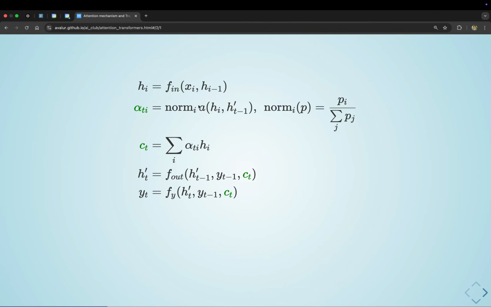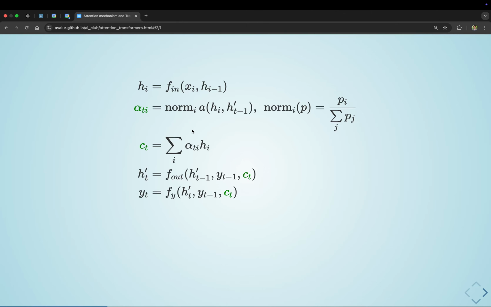Let me show you the formulas. For example, h i is the hidden state from the encoder, and h t-1 is the hidden state from the decoder. We calculate some similarity between these pairs of vectors, for example, as a dot product. Then we normalize these numbers to get alpha t i, which will sum up to 1 along the rows. So if we add all the attention scores, then we get 1 because of the formula.